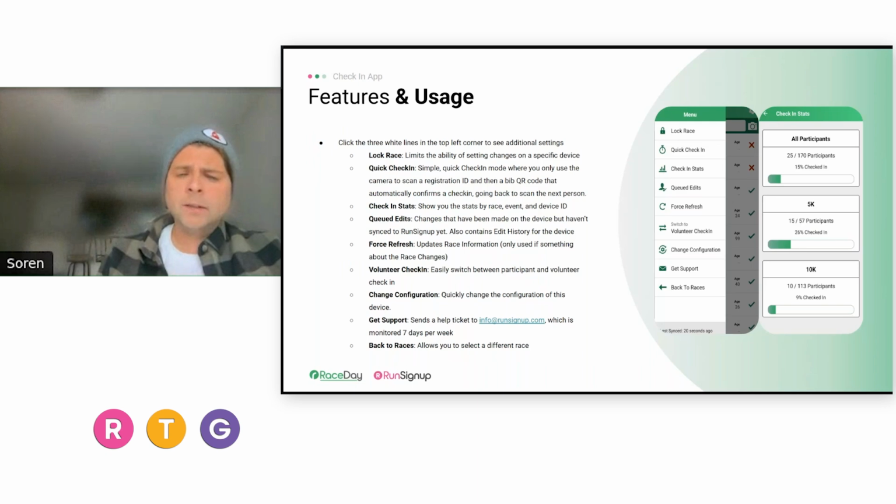Volunteer check-in, again, we mentioned that earlier. You can easily switch between participant and volunteer check-in. Change configuration, so you can change between different configurations there. Get support, which sends a help ticket to RunSignup, which is monitored 7 days a week. And then back to races if you need to select a different race.